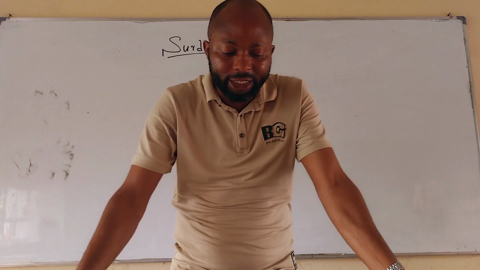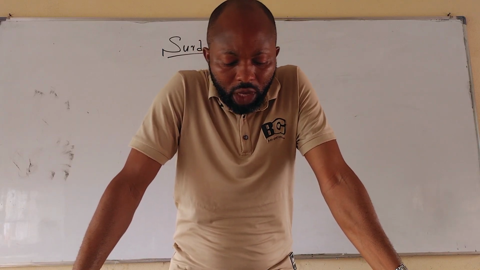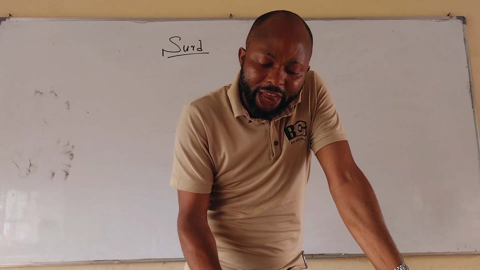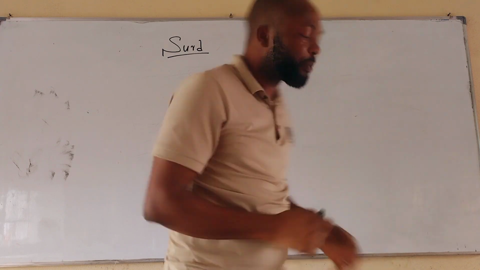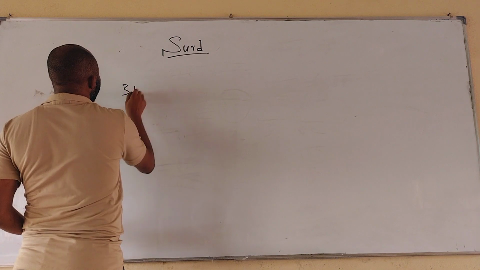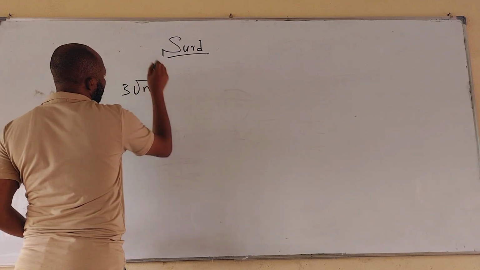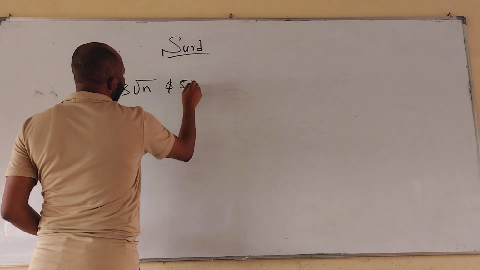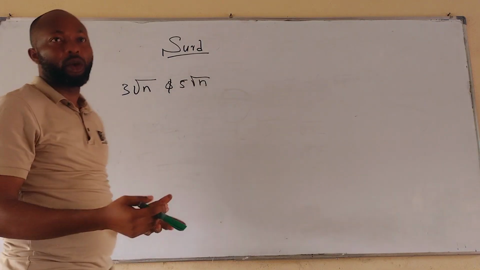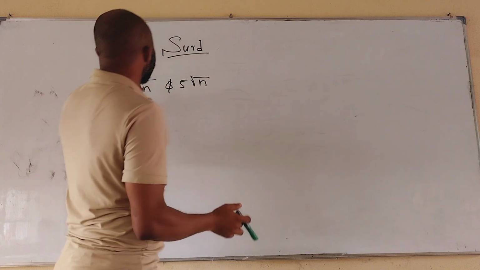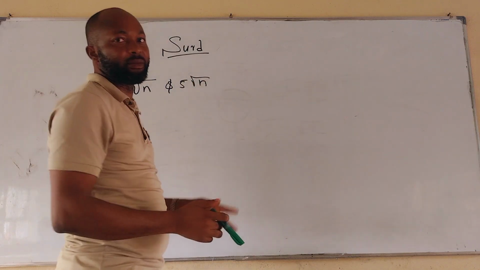Okay, now we look at similar surds. Surds are similar if their irrational parts contain the same numeral. Let's take, for example, 3 root n and 5 root n. These two surds are similar. Why? Because the variables inside the root are the same.